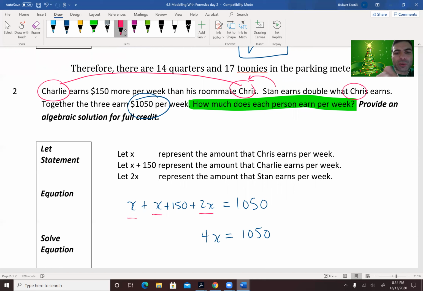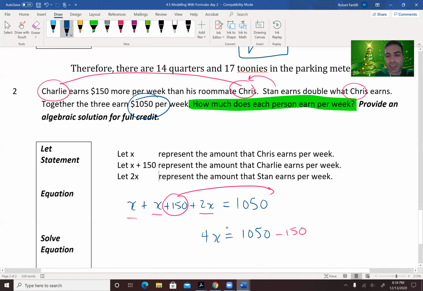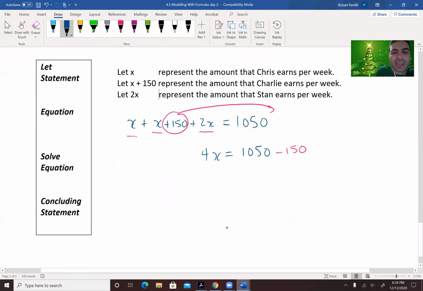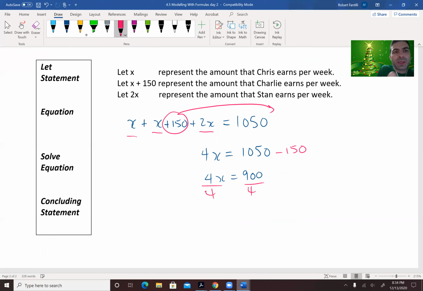And I'm going to go a little quicker this time. I'm taking this positive 150 and it's switching teams, so it becomes minus 150. All right. 4X equal 1,050 minus that. So 4X equal 900. Divide both sides. You don't have to show this, but just for the sake of it, X equal 225. So that's what Chris earns.